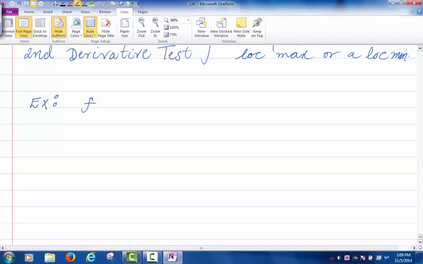Last time we looked at this function f of x, which is the following: 3x to the 4 minus 4x cubed minus 12x squared plus 5. And last time we calculated the derivative of this function.